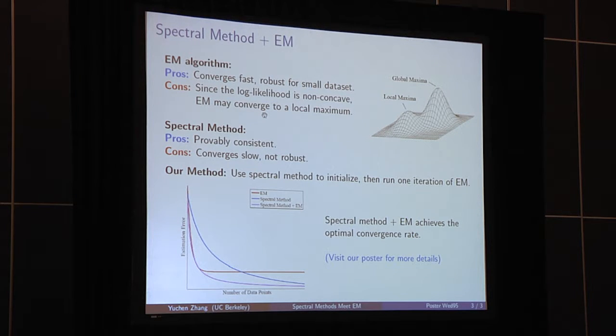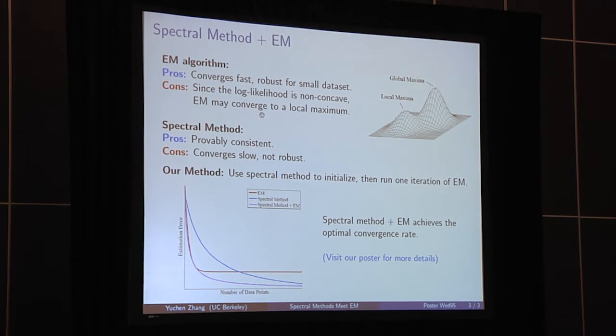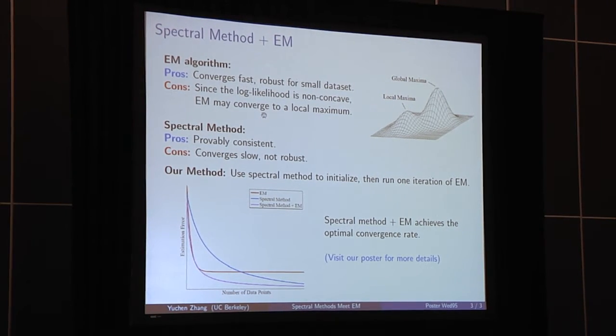The following picture characterizes the benefits and disadvantages of the 2 approaches. The estimation error of the EM algorithm goes down quickly, but it doesn't necessarily go to 0. On the other hand, the estimation error of the spectral method converges to 0 eventually, but the convergence is slow and not as robust. Our main contribution is to propose a simple combination of the spectral method and EM algorithm such that the optimal convergence rate is guaranteed for the crowdsourcing problem.